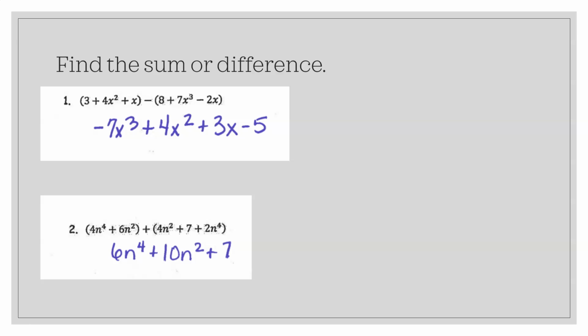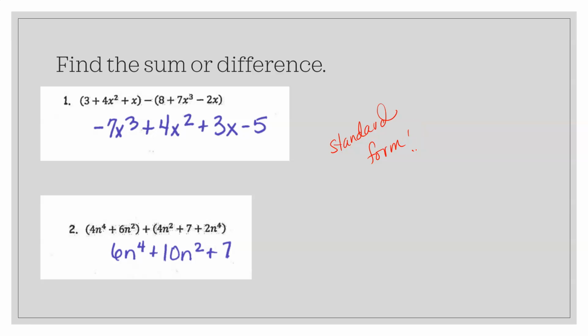So when I subtract, remember I changed this to addition and change all the signs of the second polynomial. So when you put these all together, you have negative 7x cubed plus 4x squared plus 3x minus 5. That's in standard form. Don't forget to write it in standard form.